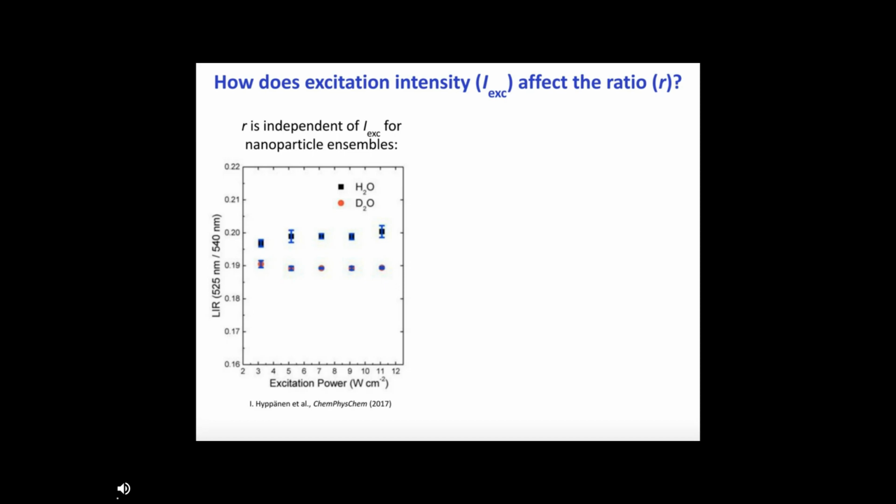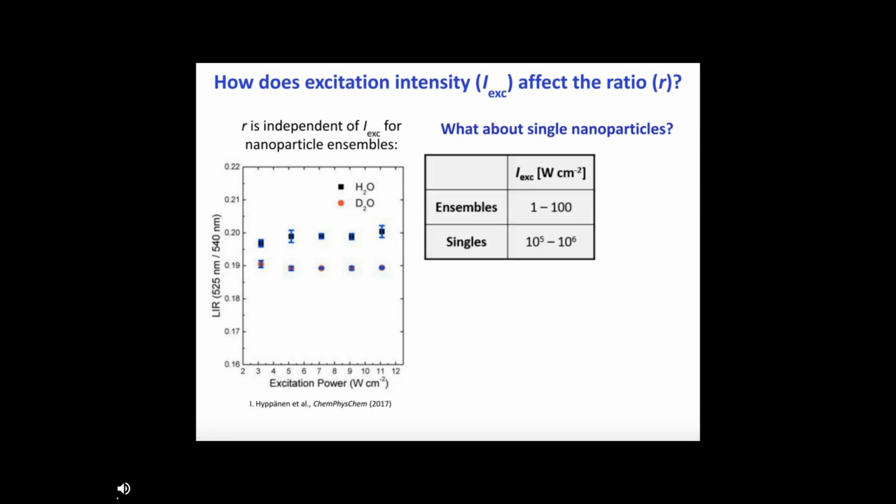So if we look at the literature data for nanoparticle ensembles, it's been shown that this temperature-dependent ratio is essentially independent of excitation intensity. But because single nanoparticle measurements are, as I said, much more rare, there haven't been the same kinds of systematic studies looking at how the ratio varies with intensity. But if we look at the typical excitation intensities required for single nanoparticles versus ensembles, we see that they're quite different. So specifically, single nanoparticles require much higher excitation intensities by several orders of magnitude.